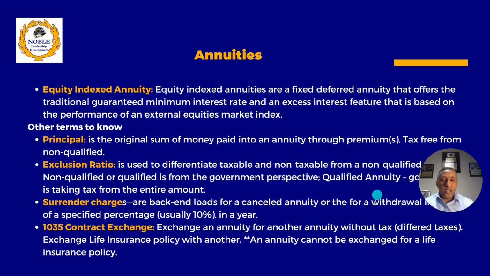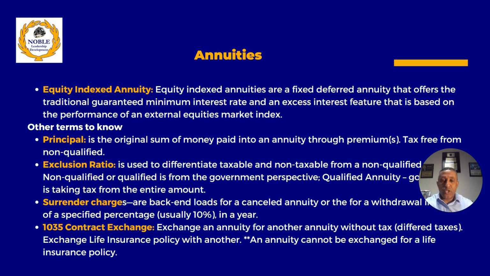But also there is a penalty-free specified percentage, usually about 10% in a year, that you can take out with no penalty as well, right? If you want to take everything out, or if you pass the 10%, that's when a surrender charge comes in.